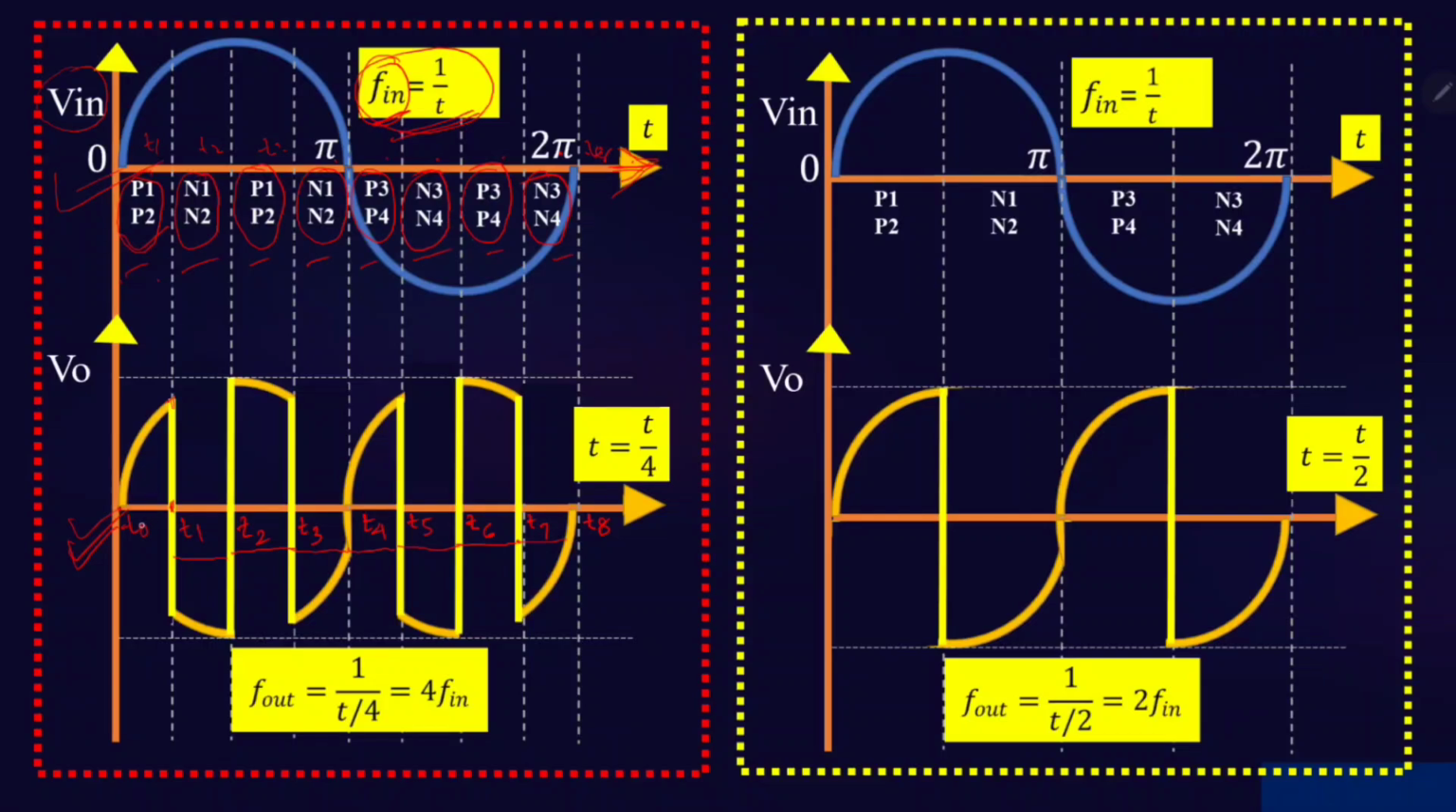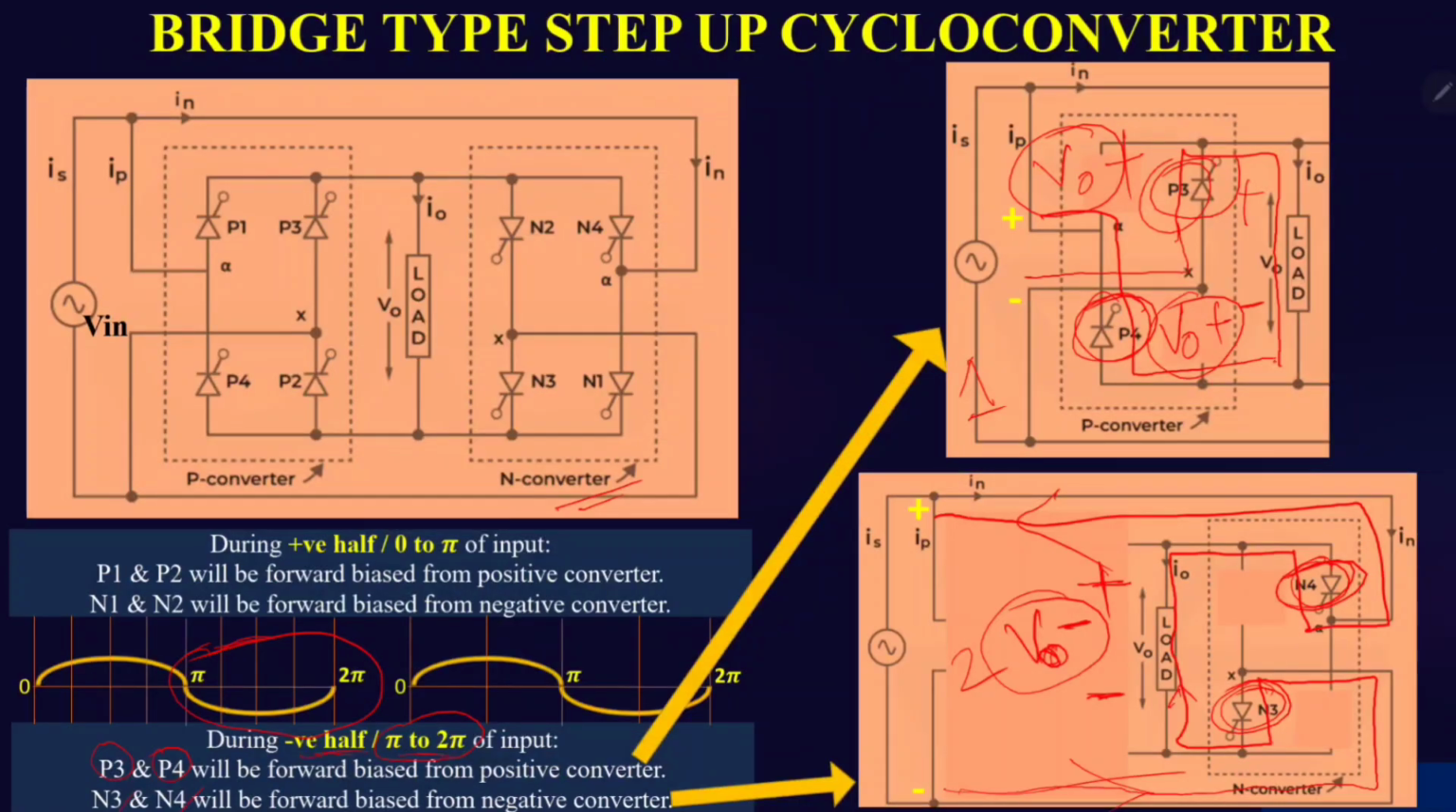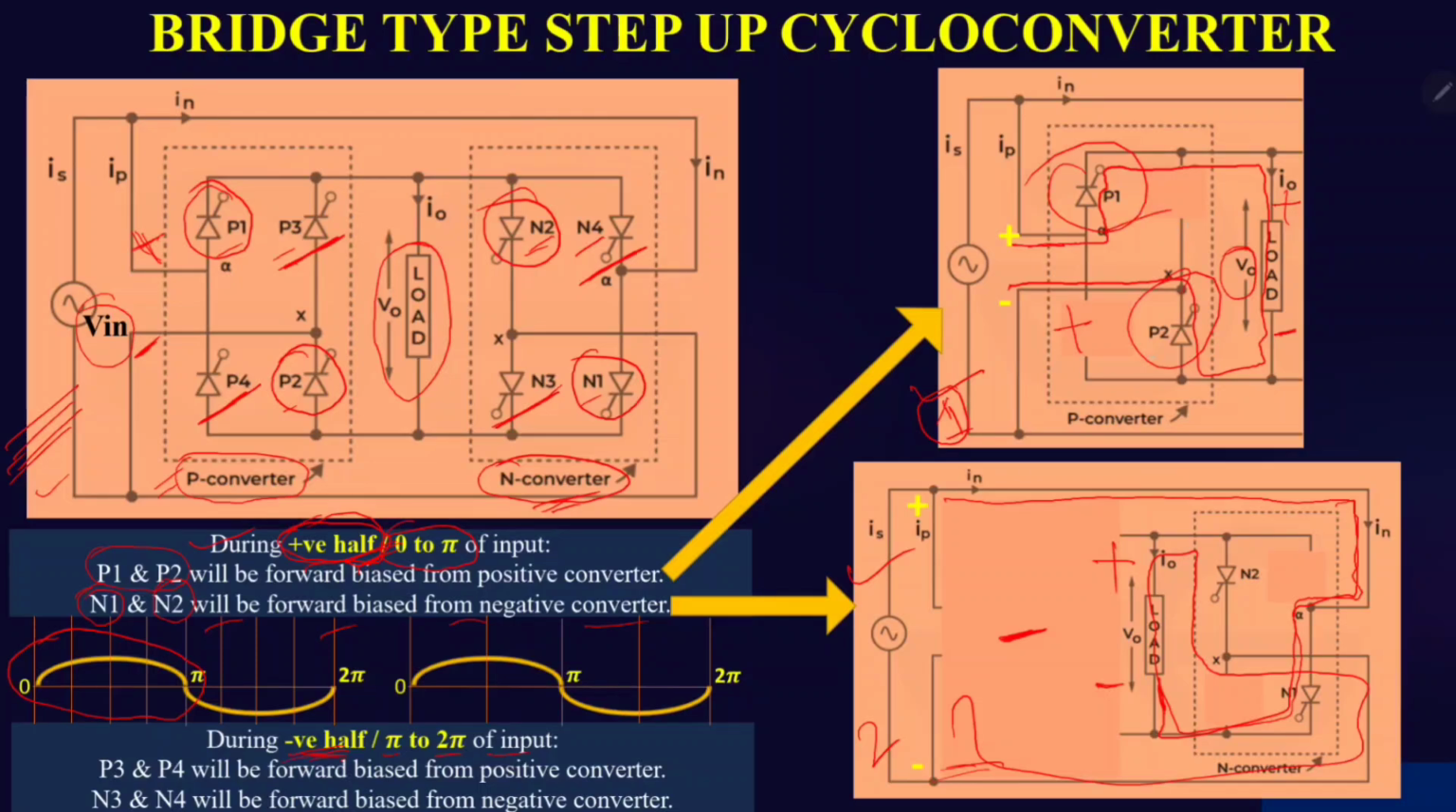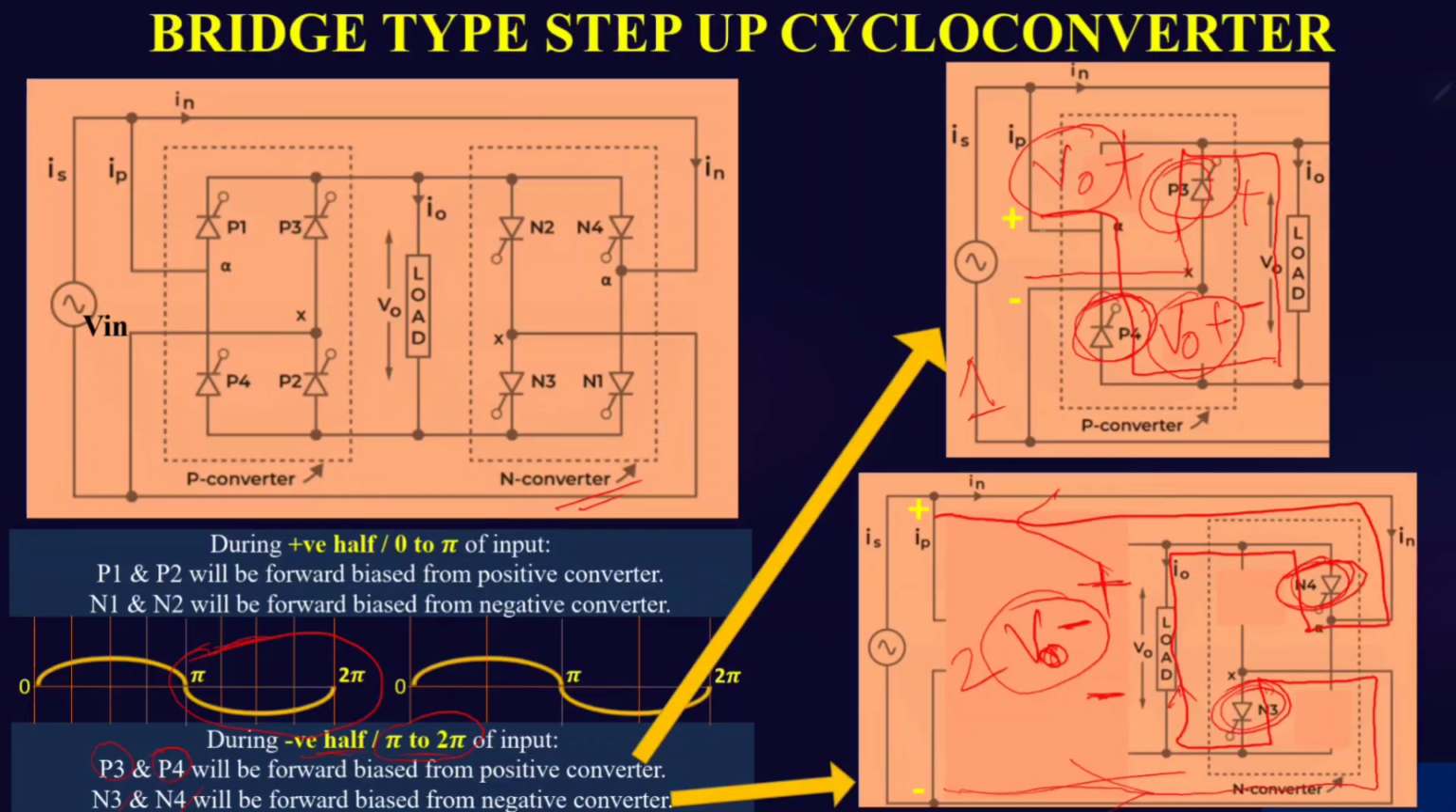For this time period, P1 and P2 will be on. In the previous slide you already checked that when P1 and P2 are in forward bias, the output voltage we get is positive. When the N1 and N2 sequence is on, the output voltage we get is negative. Again, when P3 and P4 are on, the output voltage is positive, and when N3 and N4 are on, the output voltage is negative. Based on this we need to draw the output waveform.